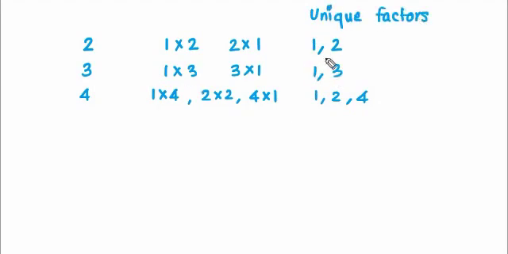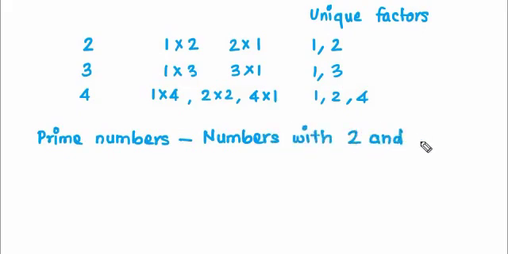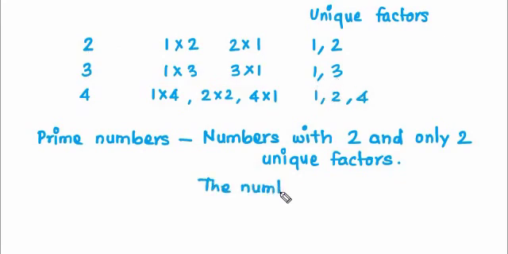So this way, if I find factors of all the numbers, I will get a list of unique factors. And the numbers where I have 2 and only 2 unique factors, so it should have only 2, not less than 2, not more than 2, those numbers are called prime numbers. And which are these unique factors? They are always number 1 and the number itself. So 2, 1 and 2 itself. 3, 1 and 3 itself. The factors are always the number itself and 1. These are called prime numbers.